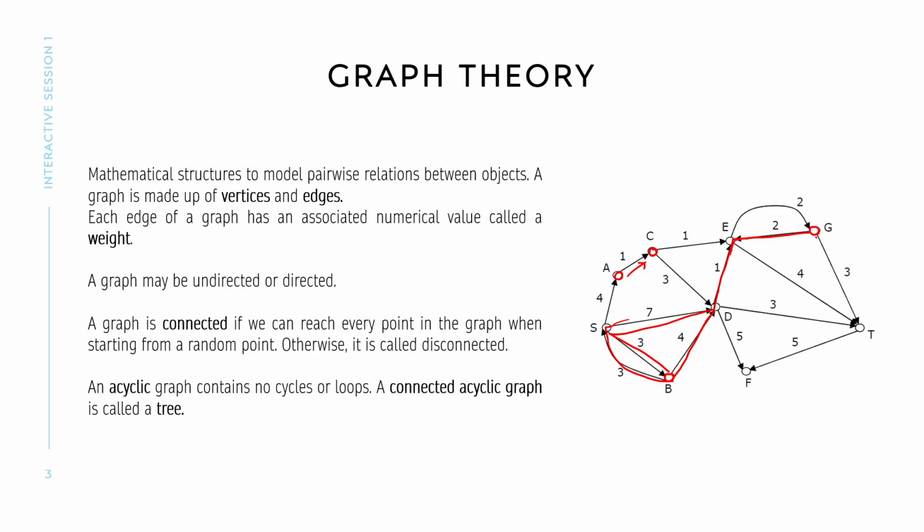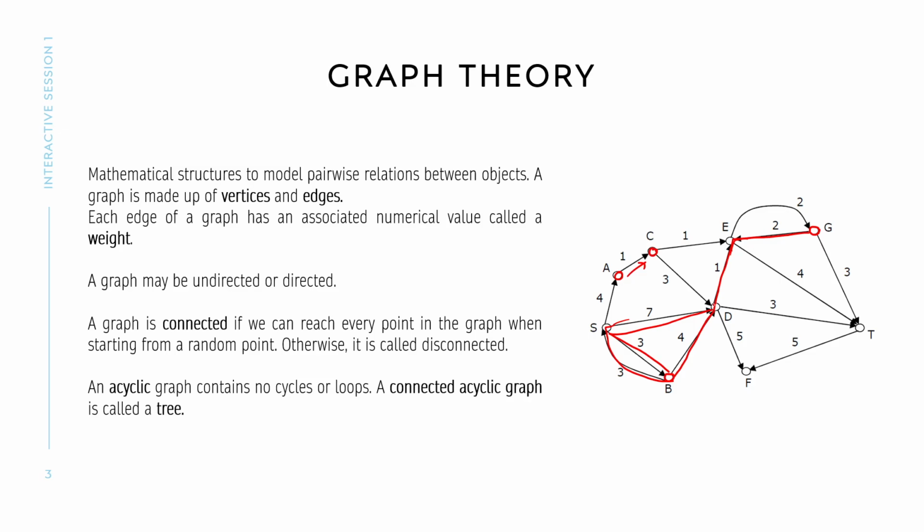And if you start at any point in this graph, you will easily be able to reach any other point, right? So this graph is connected, and otherwise it's called a disconnected graph. And the next concept is, a graph is called acyclic if it does not have any loops.